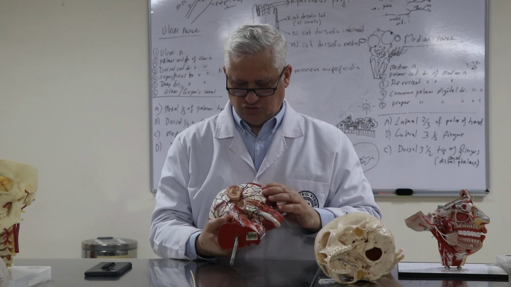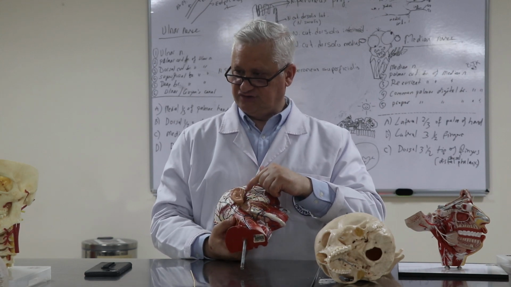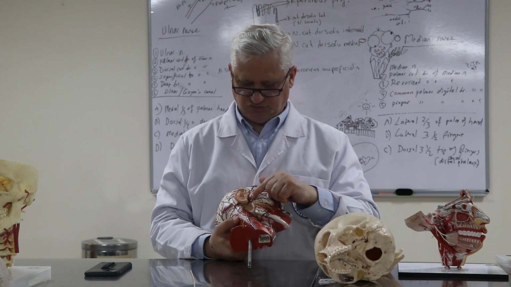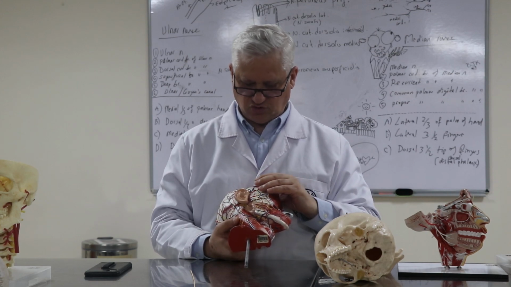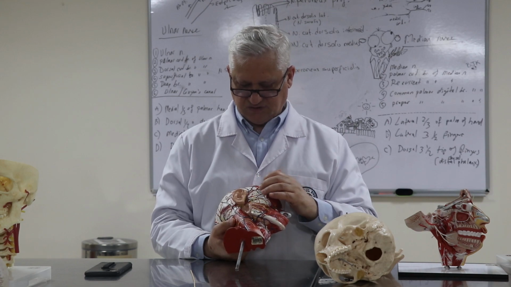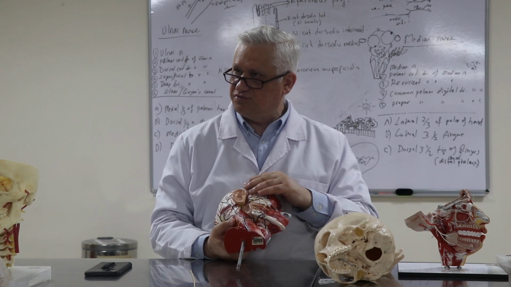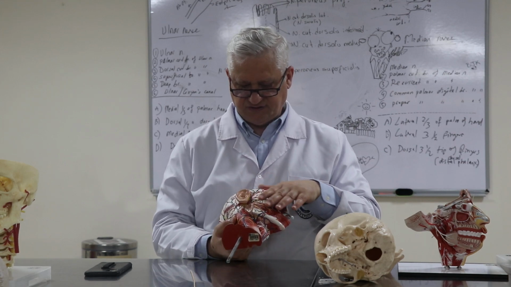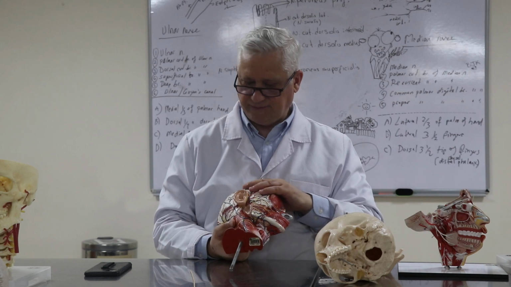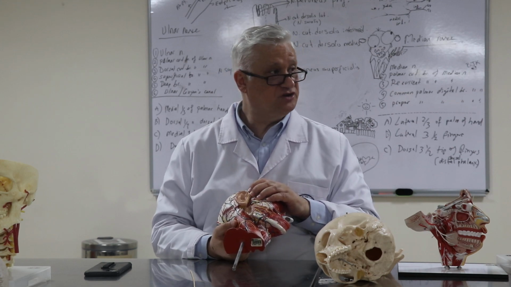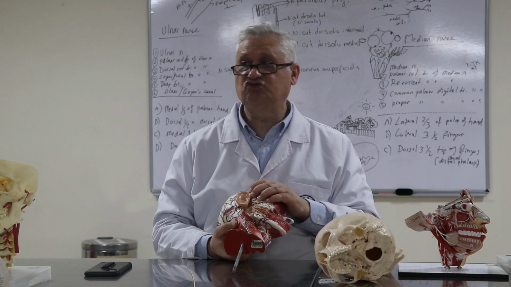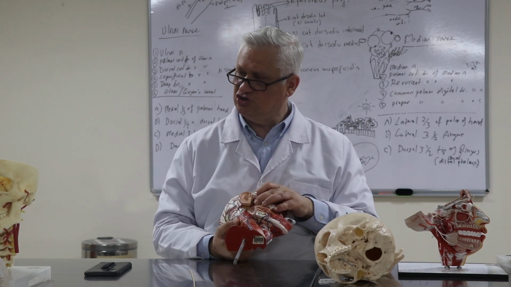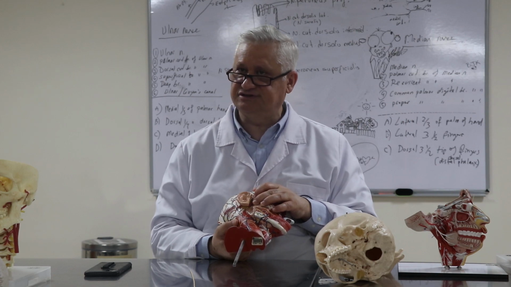This is the superficial temporal, as you can see. It has several branches, like the frontal, temporal, and parietal branches, and it supplies this temporal area. That's the terminal branch of the external carotid artery, and the other branch is what? Maxillary. Good.